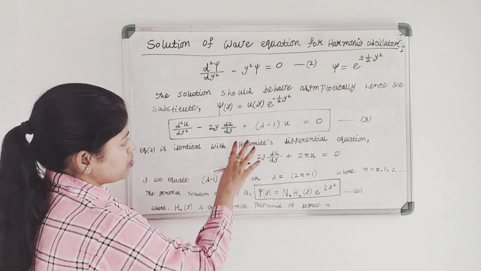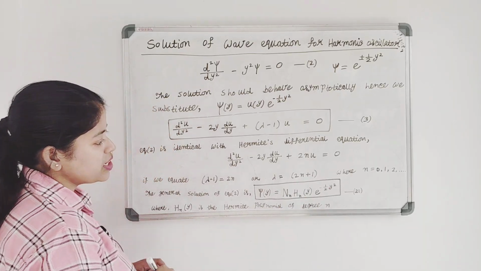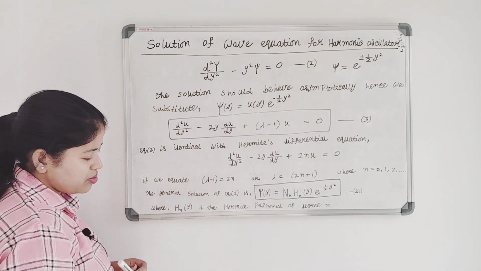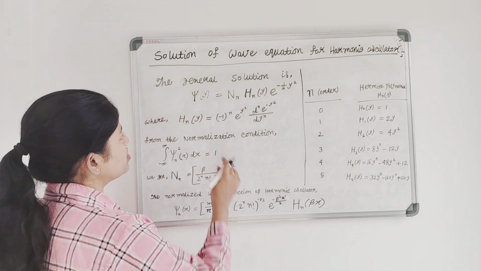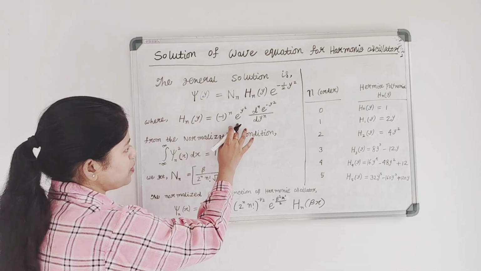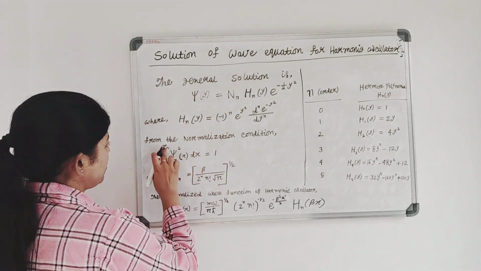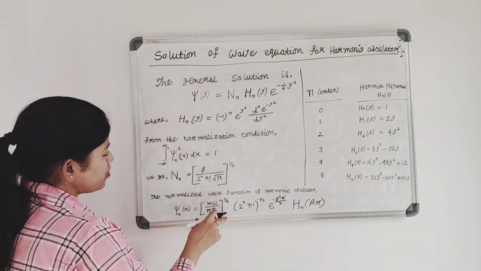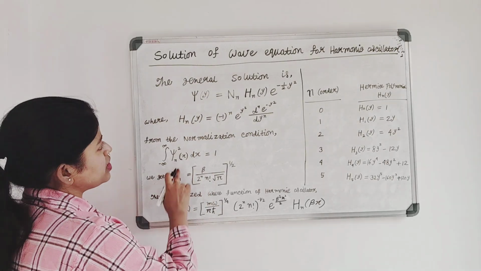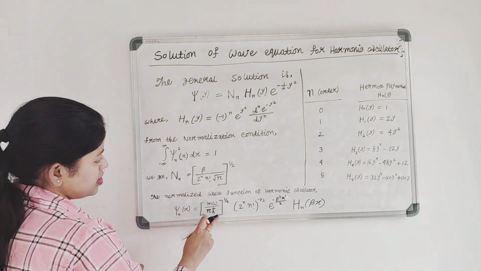The general solution of equation 3 is psi of y equals N Hn of y e to the power minus half y square. Here N is the normalization constant and Hn of y is the Hermite polynomial of degree n. To calculate this normalization constant, we apply the normalization condition, and by calculating this integral, we get the value of N in terms of beta. Putting this value of N in this expression, we get the normalized wave function of the harmonic oscillator psi n of x in this way.